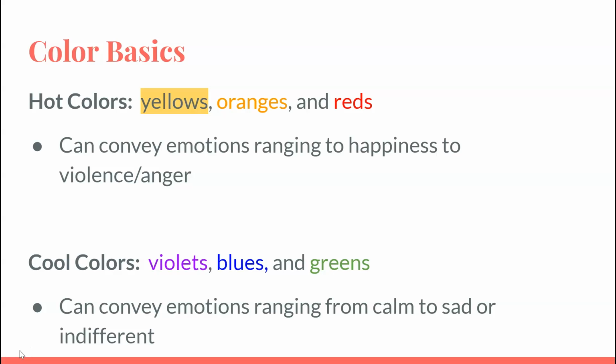So some real basics before we really delve into each of our colors. We have hot colors and cool colors. So hot colors are yellows, oranges, and reds, and any colors that are related to those. Now those can convey emotions ranging from happiness and joy to violence and anger, hostility, or aggression. Cool colors are violets, blues, and greens, and the derivations of those. Now, those can convey emotions ranging from calm, relaxation, tranquility, to sadness, melancholy, hopelessness, indifference.